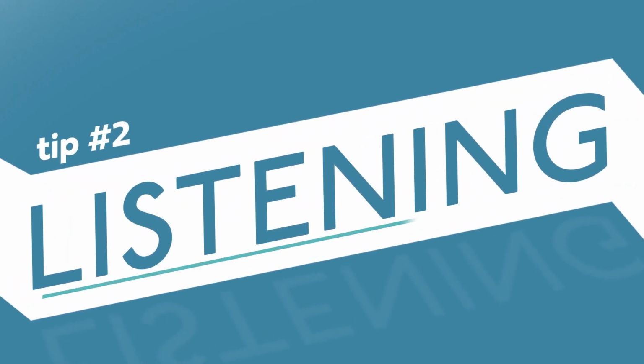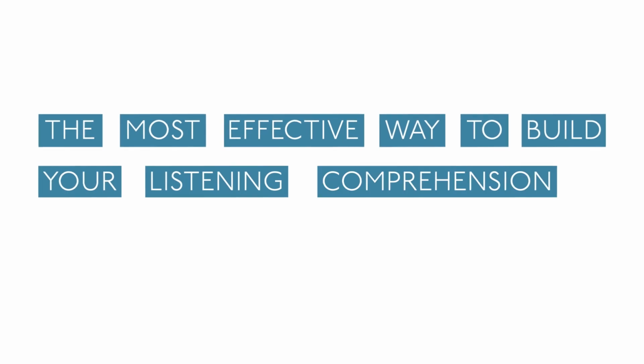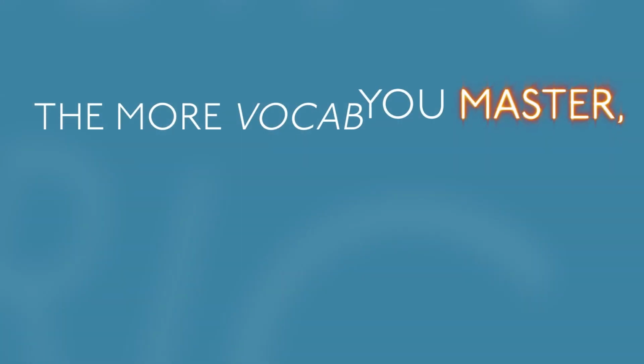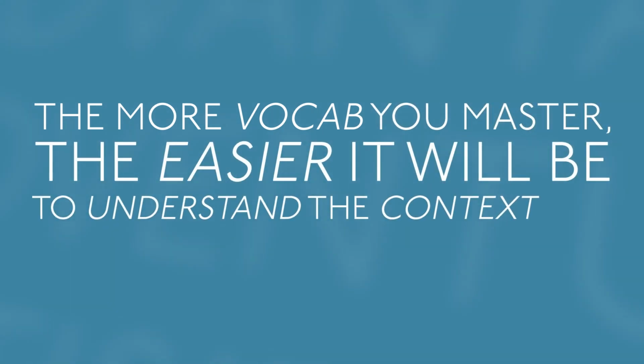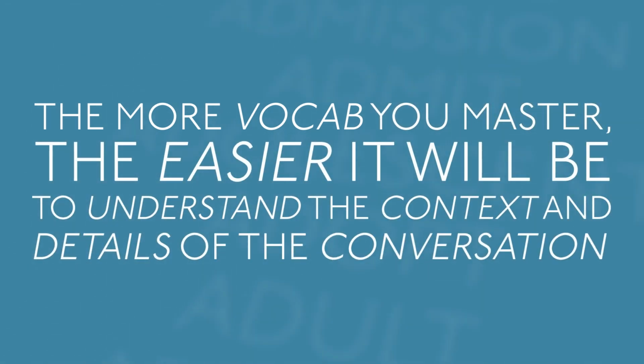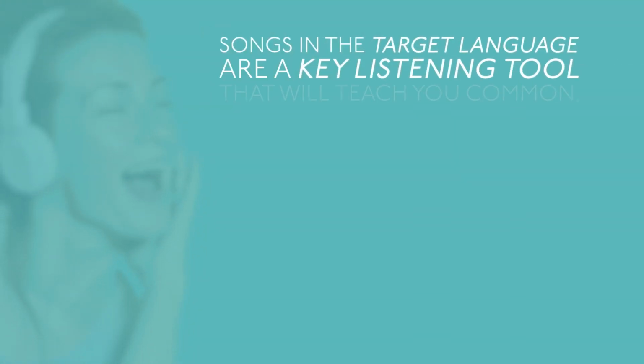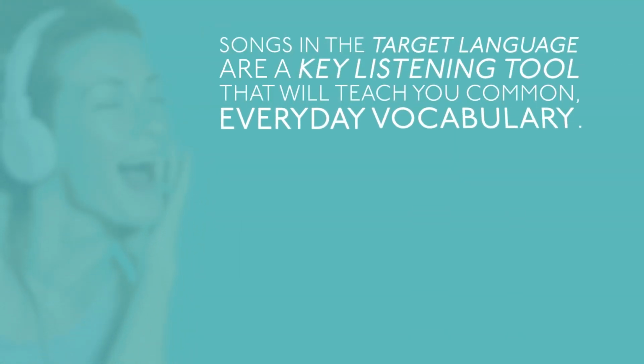Tip number 2, listening. The most effective way to build your listening comprehension is by building a strong vocabulary. The more vocab you master, the easier it will be to understand the context and details of the conversation. Songs in the target language are a key listening tool that will teach you common, everyday vocabulary.